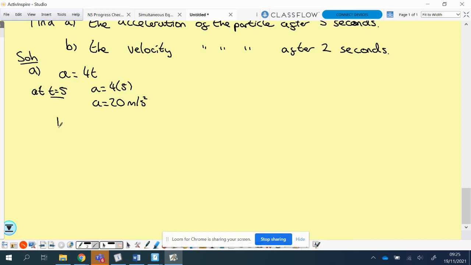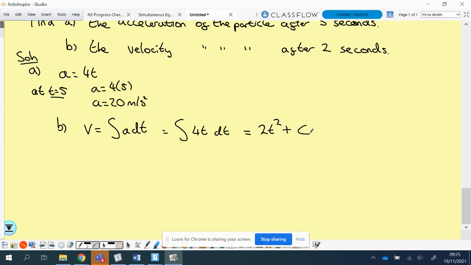So, part B, okay, let's try and solve and find the velocity after 2 seconds. Well, I know the velocity is the acceleration function integrated. Okay, so I need to integrate the acceleration function, which means I'm integrating the value of the function for t, with respect to time, which would be 2t squared plus c. Okay, so remember you've got your constant. You need to attach your constant there.